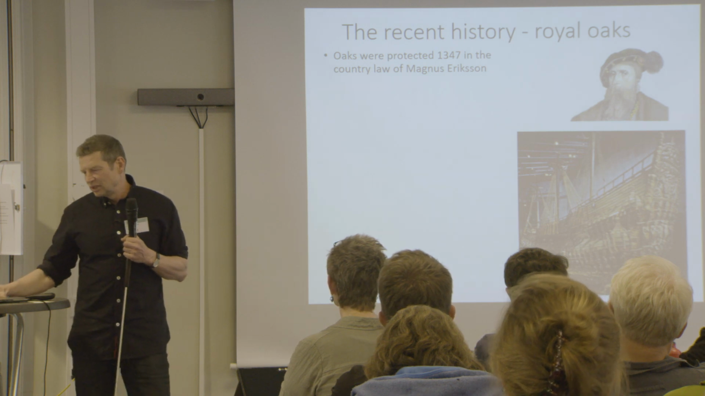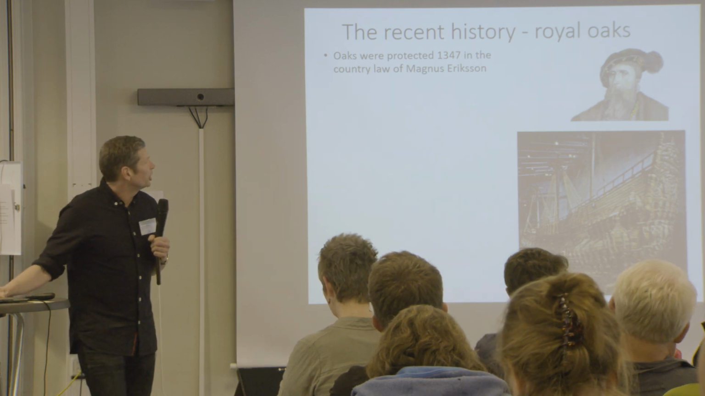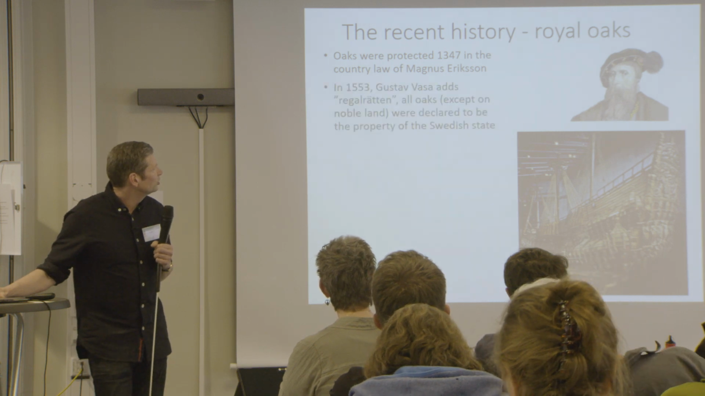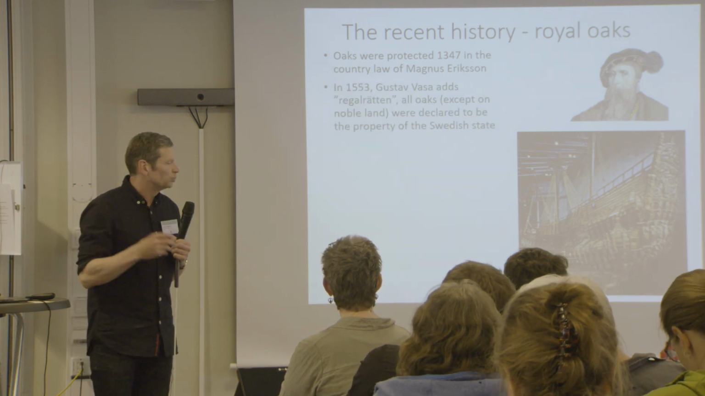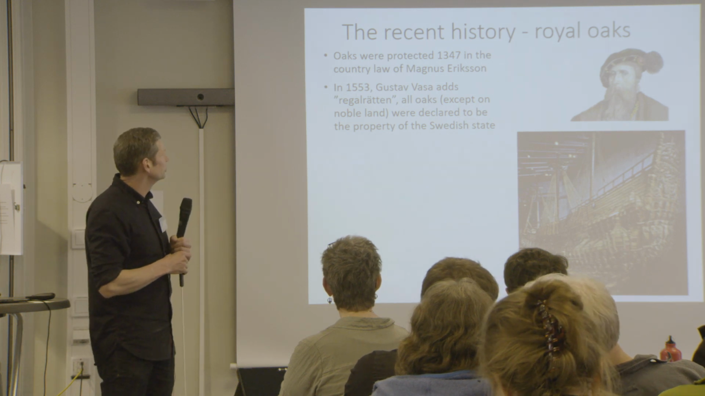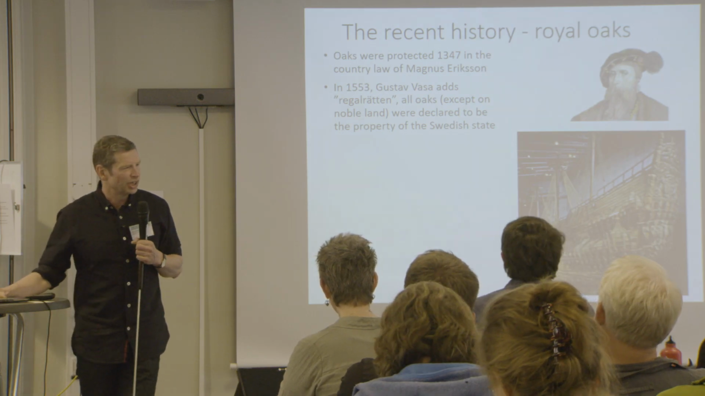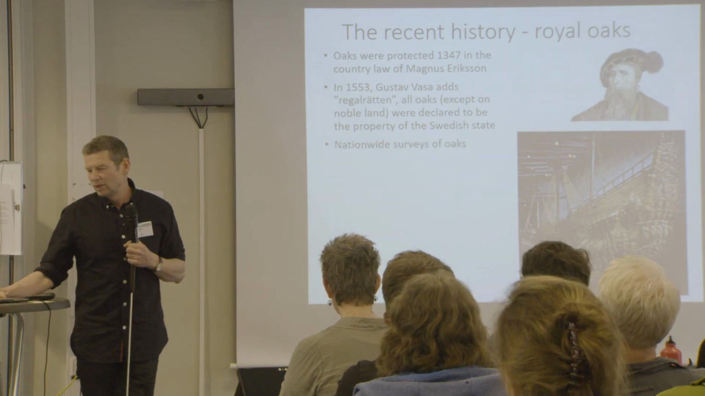The recent history, now we are getting closer. Oaks were protected already in 1347 in the country law, by Magnus Eriksson. Gustav Vasa adds the so-called regalrätten. All oaks except on noble land were declared to be the property of the Swedish state. The result: all the landowners hated oaks. "You should hate young oaks and noblemen" was a saying from this period of time.